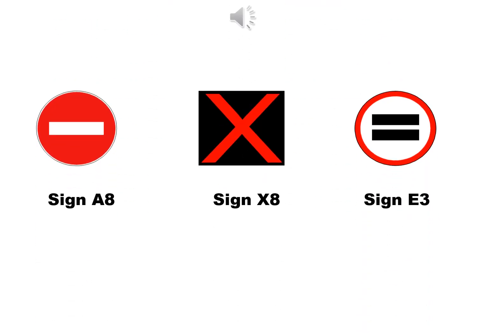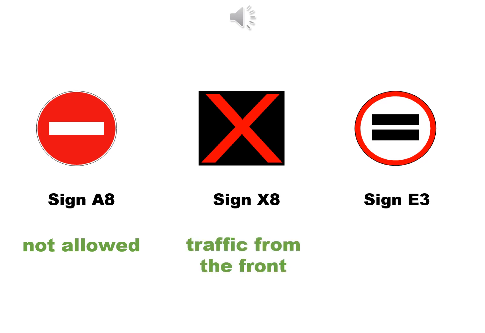Sign A8 shows you that you are not allowed to enter. Sign X8 shows you that it is a lane for traffic coming from the front or traffic coming from the other side. Sign E3 shows you that you are not allowed to drive there without permission.